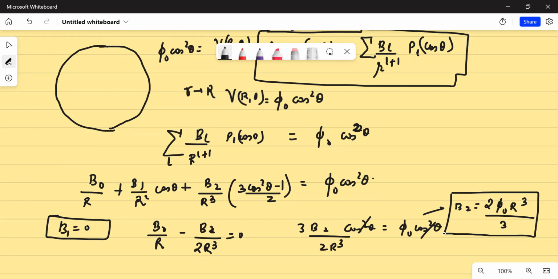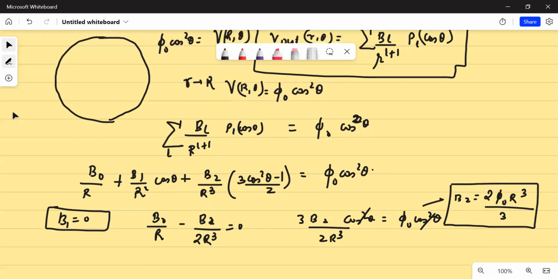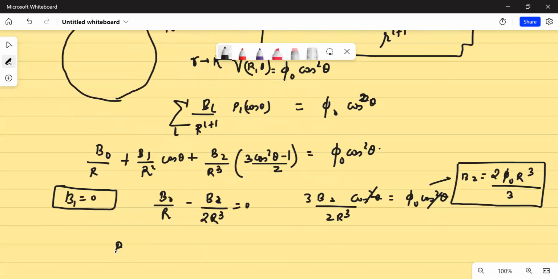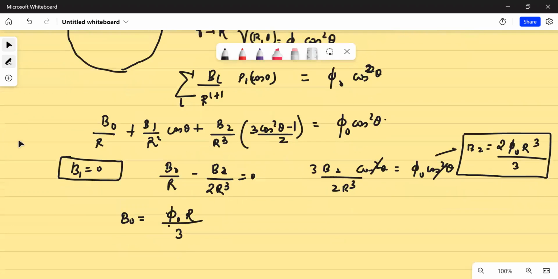So this is what I'm writing here. And what would be my B naught? My B naught would be 1 upon 2 R square times that, and since there is R cube here, this will be phi naught R upon 3. If I'm not wrong, kindly see that. I think this will be phi naught R upon 3. Is that clear? I think it is clear. So now B naught has been found, B2 has been found.